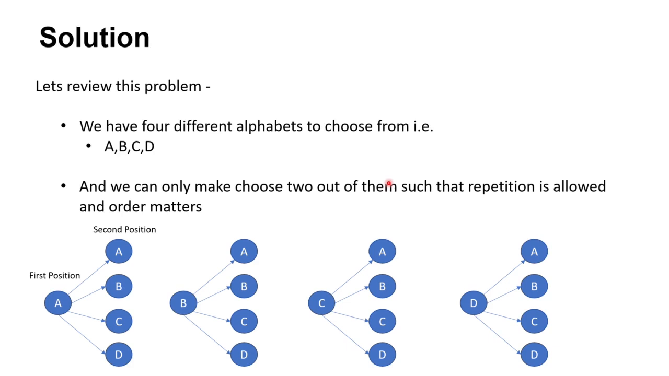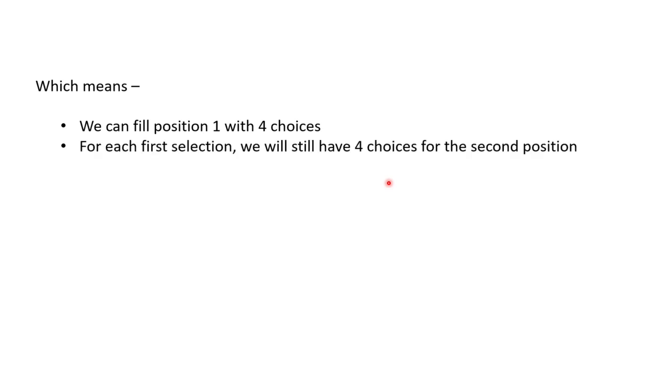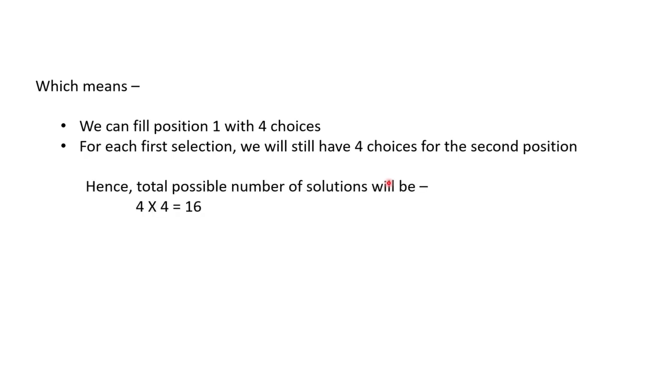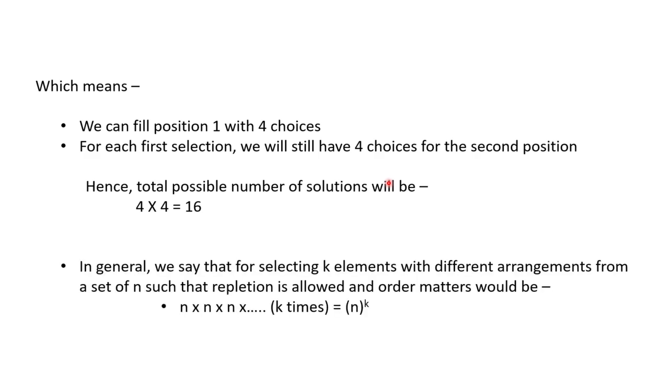So you can see that depending on the starting position, I would be left with some options in the second position, which means we can fill position 1, or first position, with 4 choices, which is either A, B, C, or D, right? But for each selection, whatever it is, we still have 4 choices for the second position. So again, it's a grouping with the rest of the options. Hence the total possible number of solutions will be 4 multiplied by 4, that is 16. First position can be filled by 4, second position can also be filled by 4. So this will give us 16 possible solutions.